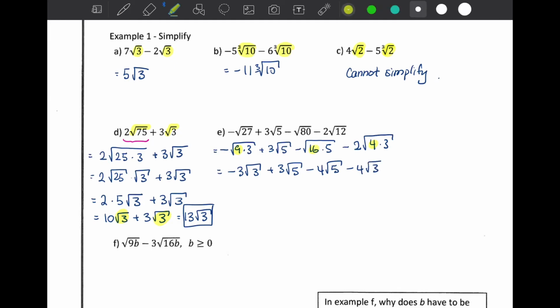Now let's take a look. There's root 3 and root 3 here, so I can combine those together, and we have root 5 and root 5 together. So we have two sets of like radicals. Let's combine those yellow ones together, so negative 7 root 3, and then the blue ones together, negative root 5. This is the simplified form.